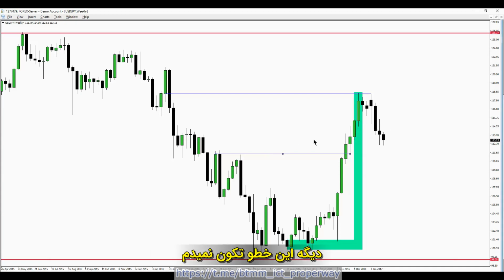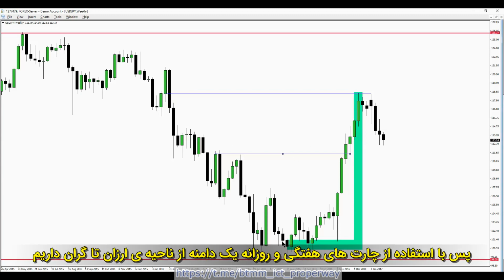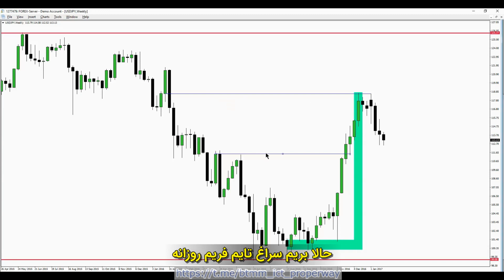You can see that. I'm not going to move this line all around. And then finally all the way up here to the bearish order block, which is the last up candle right before the down move. So we have a discount to premium using the monthly and weekly charts. But now let's go down into a daily time frame.